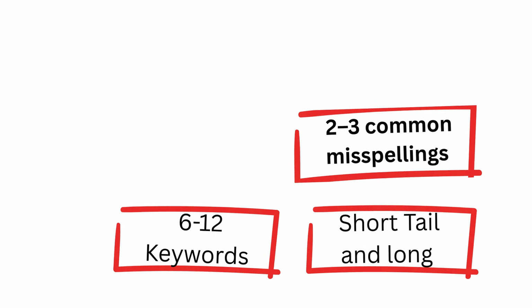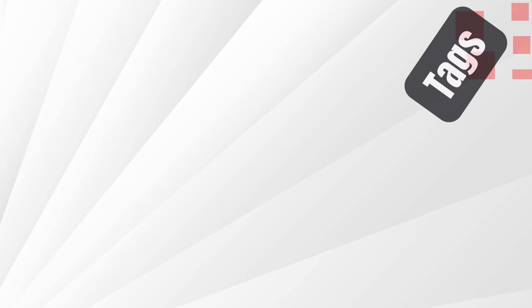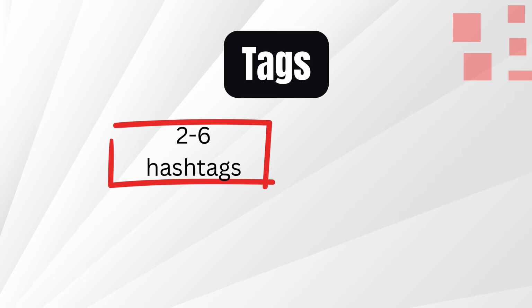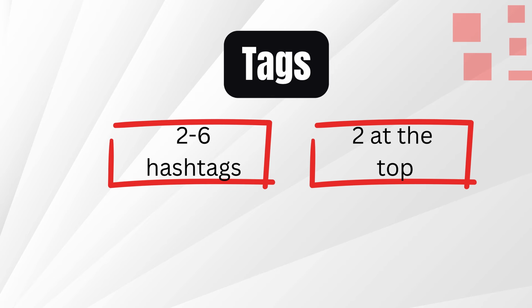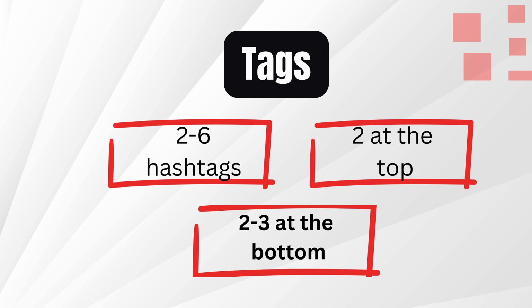Together, they're powerful. Hashtags. Use about 3 to 6 hashtags directly related to your video. I recommend putting 2 at the top of your description and another 2 to 3 at the bottom. Keep them short, clear, and directly connected to your topic. And here's the key. Tags work behind the scenes for the algorithm. Hashtags work in front of the audience for clicks and visibility. Use both correctly, combine short-tail and long-tail keywords, and your chances of being discovered will skyrocket.